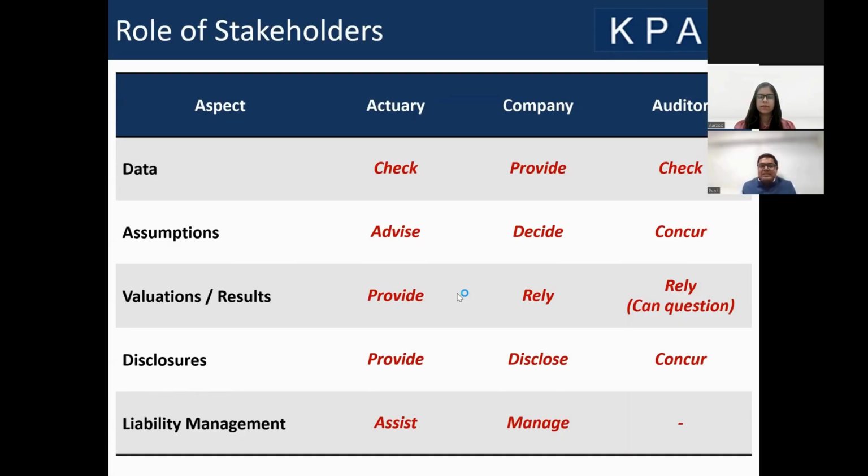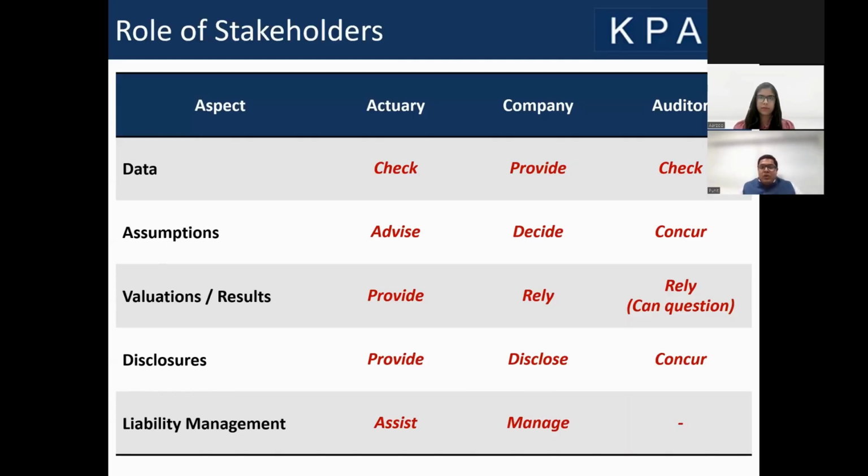Last one is the liability management. So actuaries assist the companies in managing the liability under the different scenarios through modeling and analysis, while the companies make the final decision based on this information, considering their objective, their acceptable level of risk, business plans, etc. So this is primarily the role of each stakeholder in the actual valuation process.